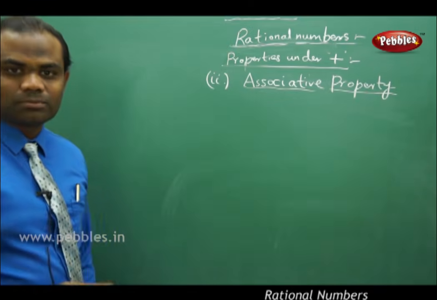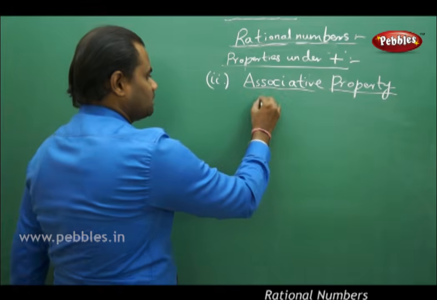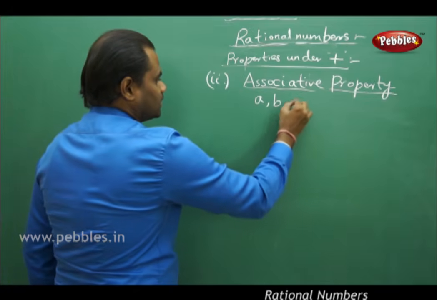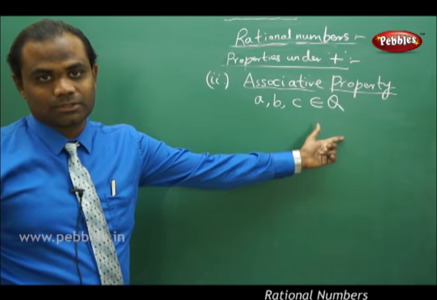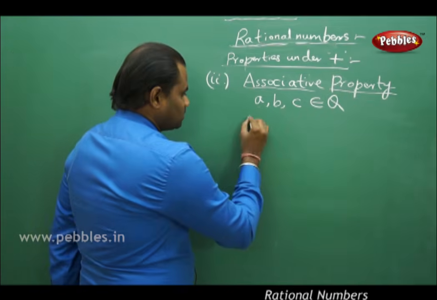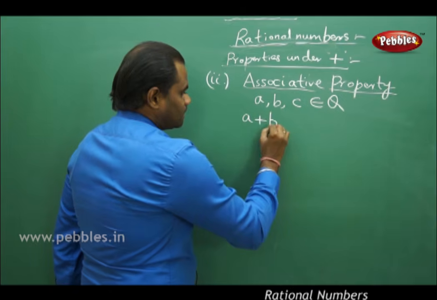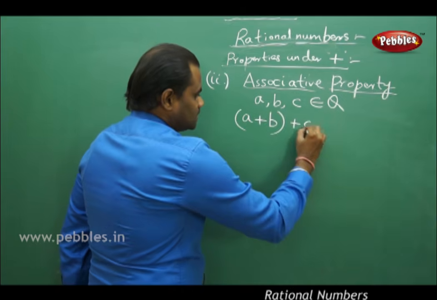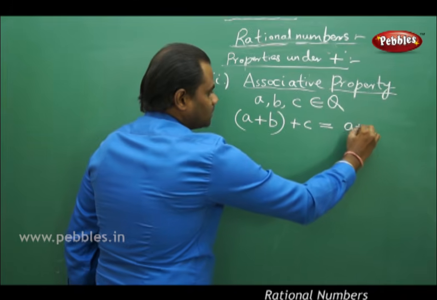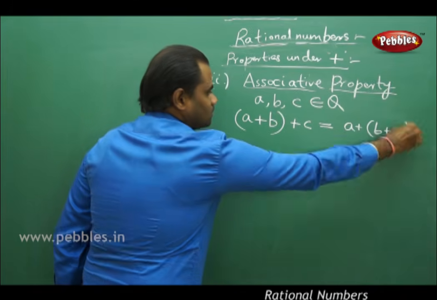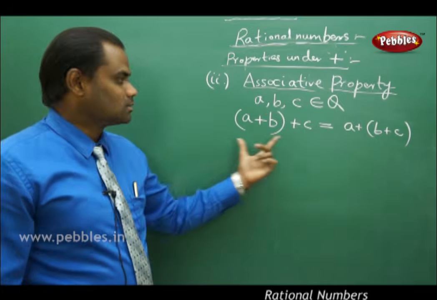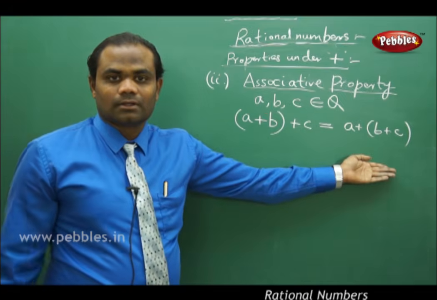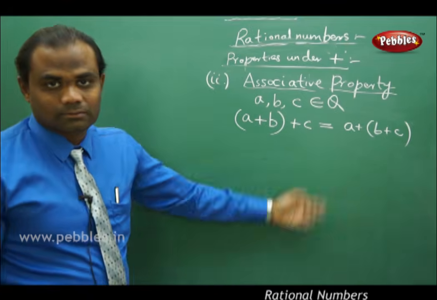So under associative property, we take the same case as closure, but I take three elements belonging to Q. So let A, B, C belong to the rational numbers Q. Then the associative property says that A plus B plus C will always be equal to A plus B plus C if the three numbers belong to Q. So this is one of the properties in addition, which is called associative property.